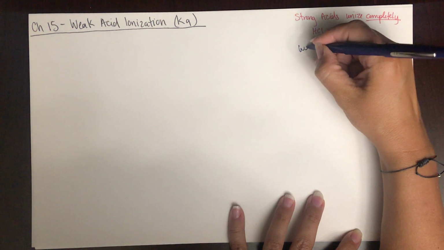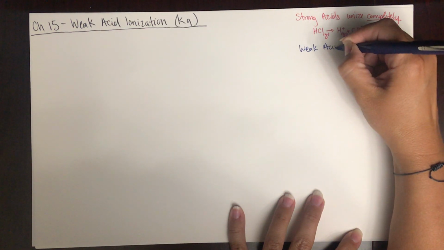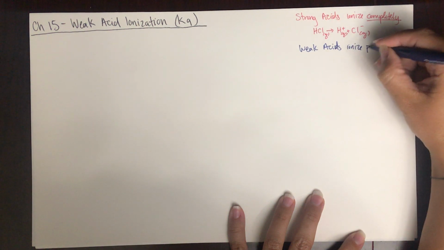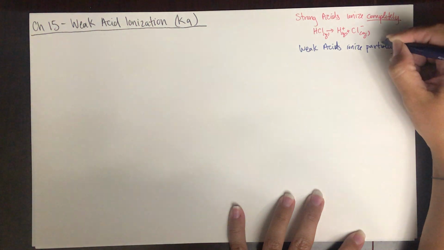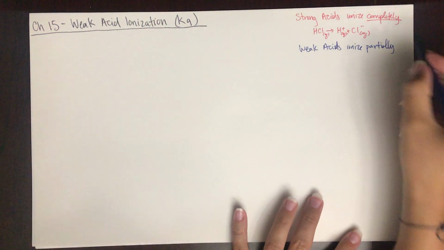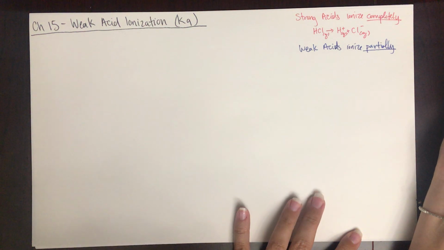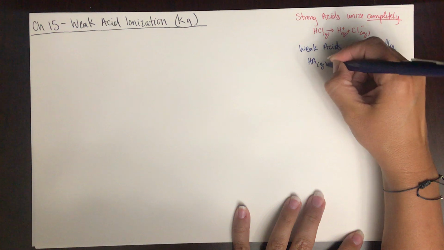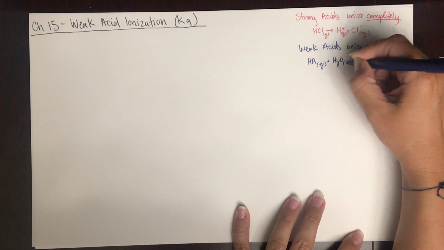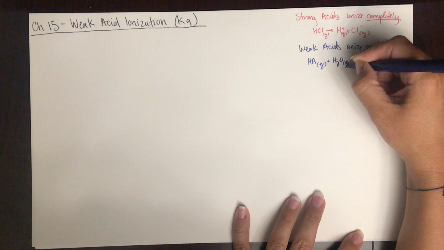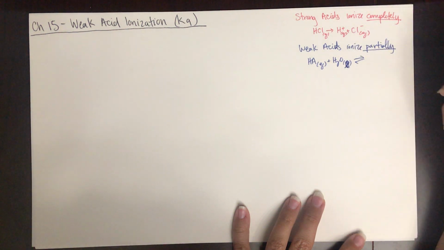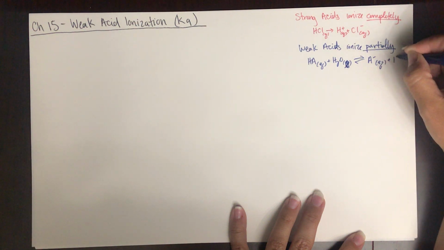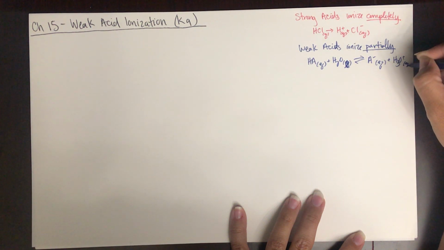Weak acids ionize partially. And the degree to which they ionize is different for every weak acid. The generic term for a weak acid is HA, and when it combines with water, liquid, it is in equilibrium with the products, which is A minus aqueous plus H3O plus aqueous.